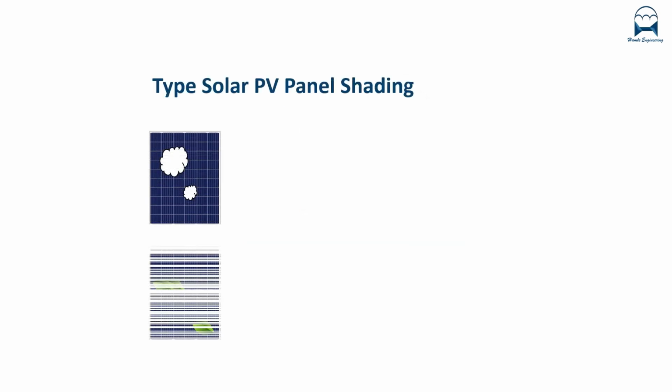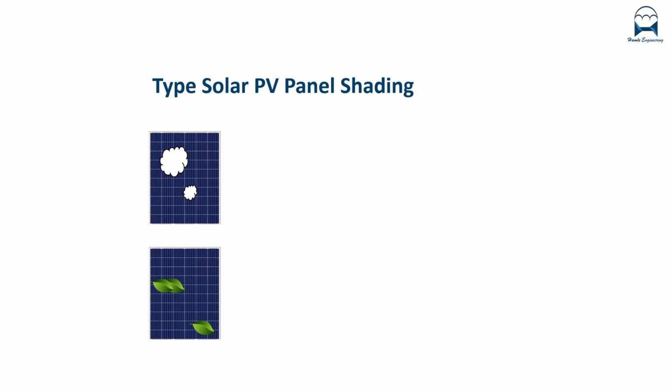Solar panel shading. What factors can cause solar shading in a solar PV system? There are several kinds of shading to consider when installing a solar PV system. There are also various forms of shading. Mainly there are two types of shading: dynamic shading and static shading. Let me discuss each one of them.